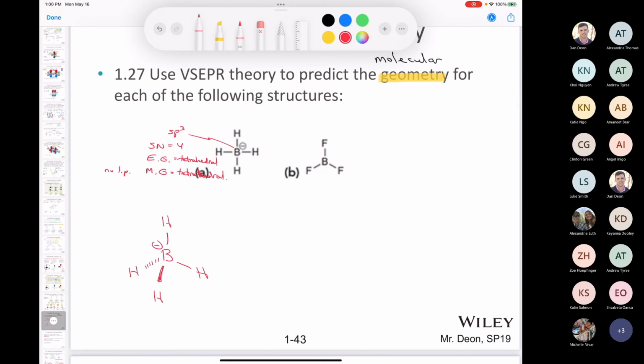Now we've got BF3 over here. Who could tell me what the hybridization of the boron in BF3 is? Boron trifluoride. Again, no trick questions. What would the hybridization of this boron be? 3 sigma bonds, no lone pairs. Yeah, thanks, Clinton. Absolutely. It's sp2 hybridized. sp2. Perfect.